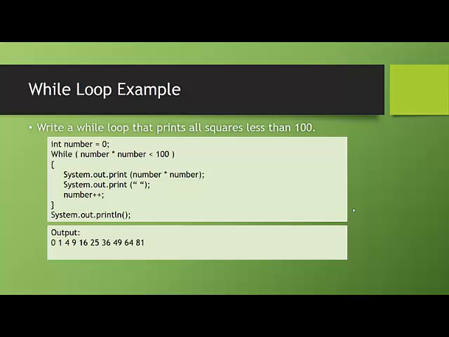So here we have our number. We have to declare it and initialize it. Then we test our condition, and we're going to loop through the body of the instructions, printing out the square repeatedly, increment our number by 1, and then test that condition again, and we do that until our square is 100 or greater.